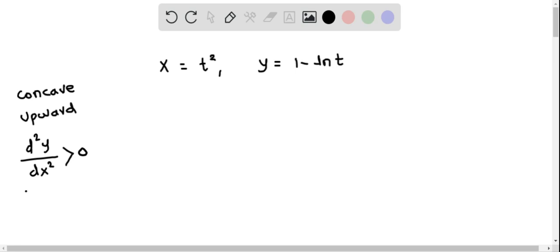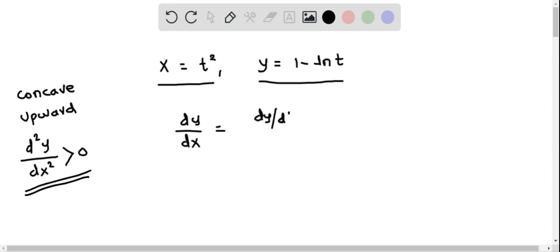So we have to determine the second derivative of the curve and determine the values of t such that it is positive. So let's see how to find the second derivative. Notice that we are given the parametric equation of the curve in x as well as y. So first we find the first derivative, that is dy by dx, using the formula dy by dt divided by dx by dt. So we have to find dy by dt and dx by dt and find this quotient.